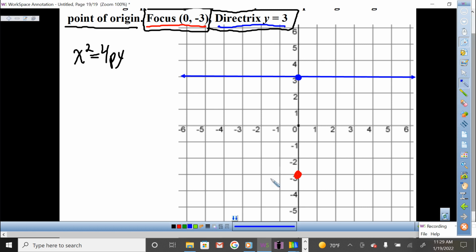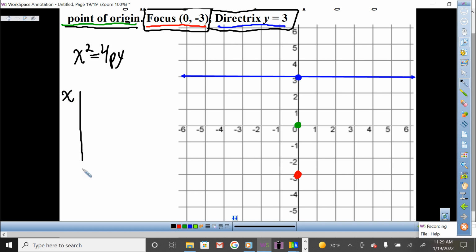And what else did they give us information of? That it's going through where? The point of origin. Plot a point there. So let's see. Look at it. Is the point of origin the same distance from the directrix and the focus? Yes. So now we have to just graph our parabola. How do we do that? Well, for these simple ones, I said let's get a table.